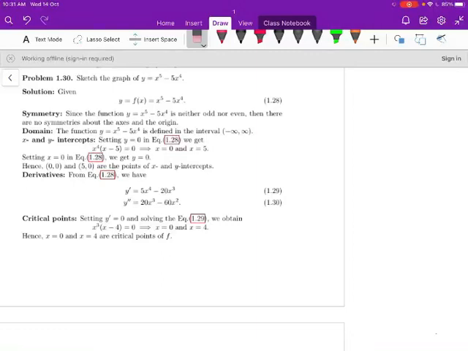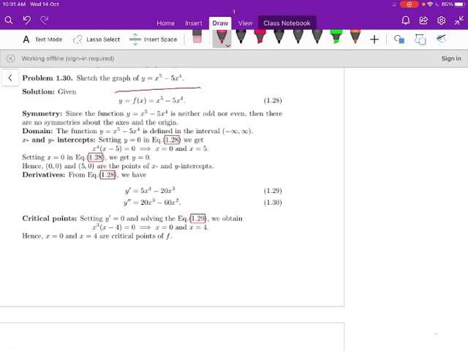Hi students, in this video we are going to discuss some more problems on curve sketching. Let us take the problem. Sketch the graph of the function y equal to x power 5 minus 5 x power 4.